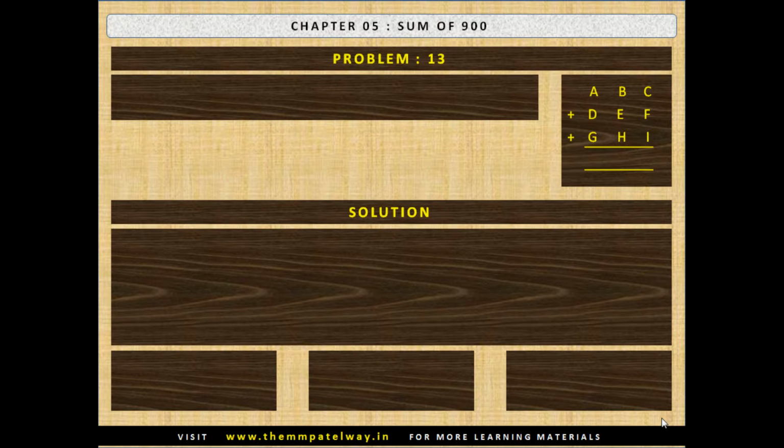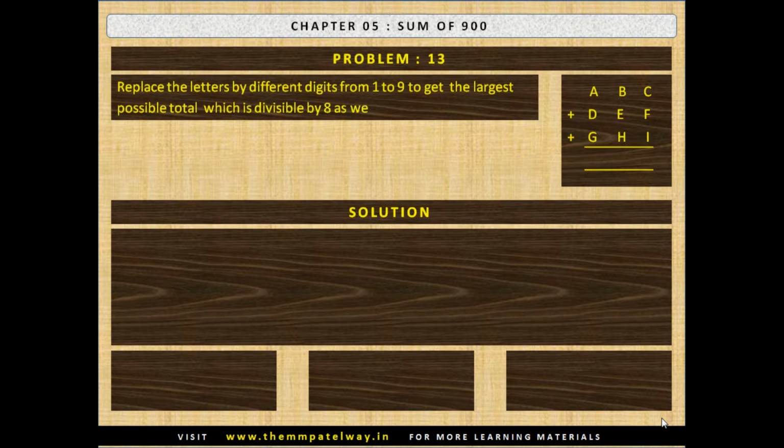Problem number 13. Replace the letters by different digits from 1 to 9 to get the largest possible total, which is divisible by 8 as well as by 9. Now stop the video and solve the problem. The answer is, the largest possible total which is divisible by 8 and 9 is 2520.